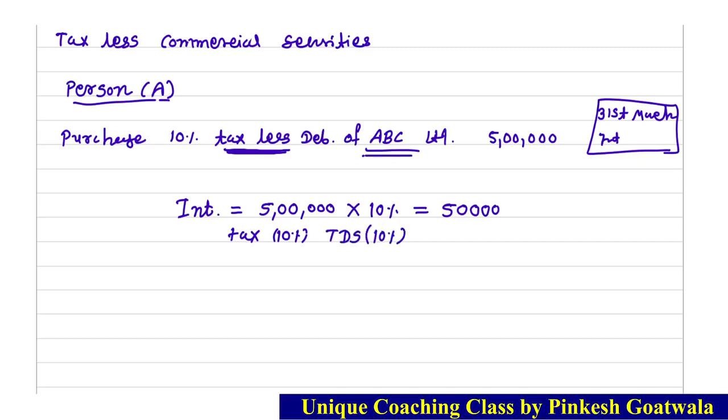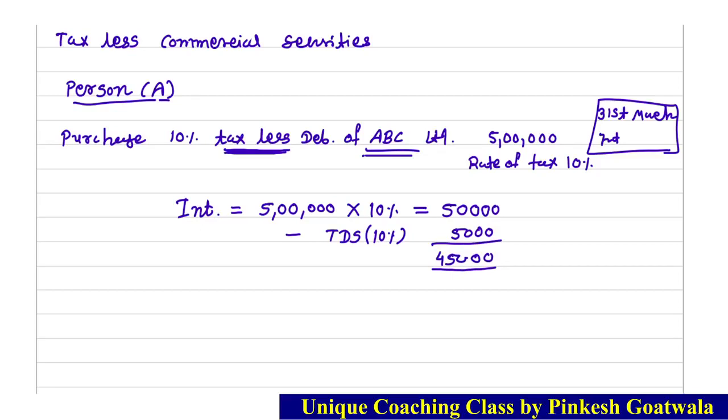If the rate of tax is 10% on this type of income, suppose the rate of tax is 10%, what does ABC Limited do? He will charge TDS 10%, that is 5,000. So the remaining amount, 45,000, will be received by A. Okay, because here the name is tax less.